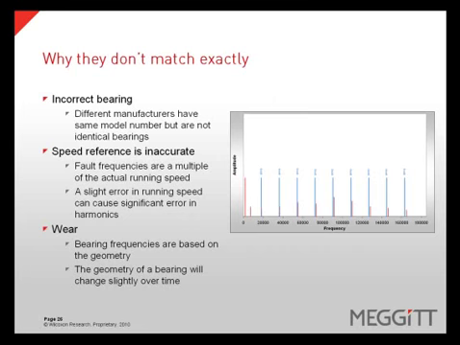Wear can also cause bearing defect frequencies to shift slightly. This is less common than other causes, but can still be a factor. As a bearing wears, the clearance of the bearing becomes larger. This change in the geometry will shift the bearing defect frequency slightly over time.